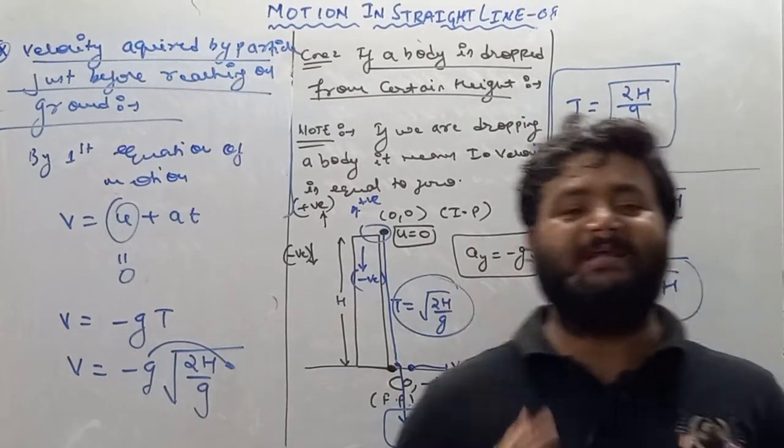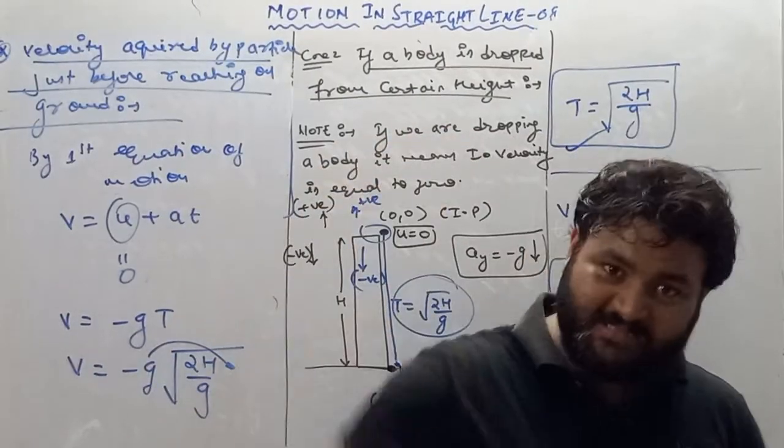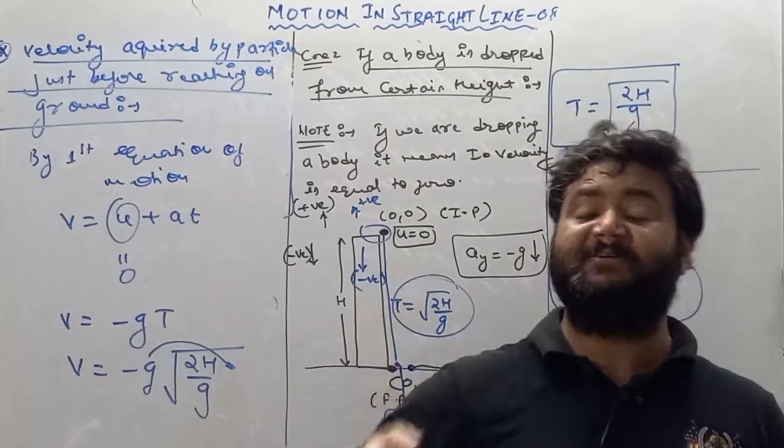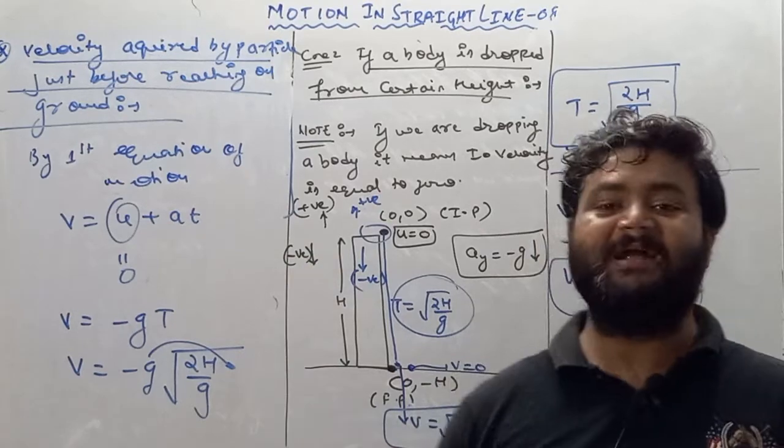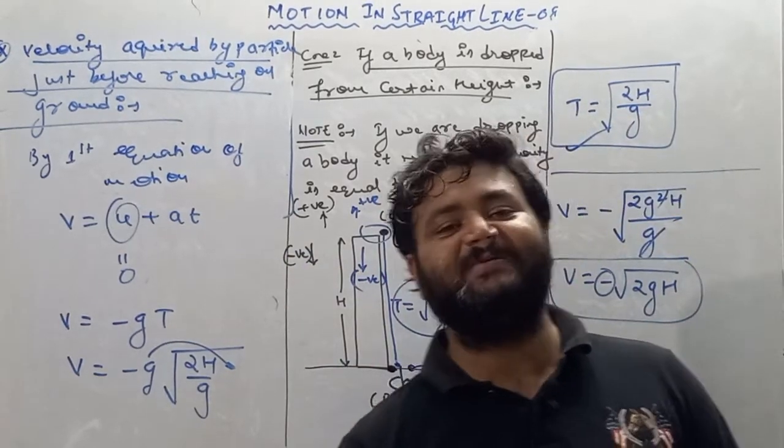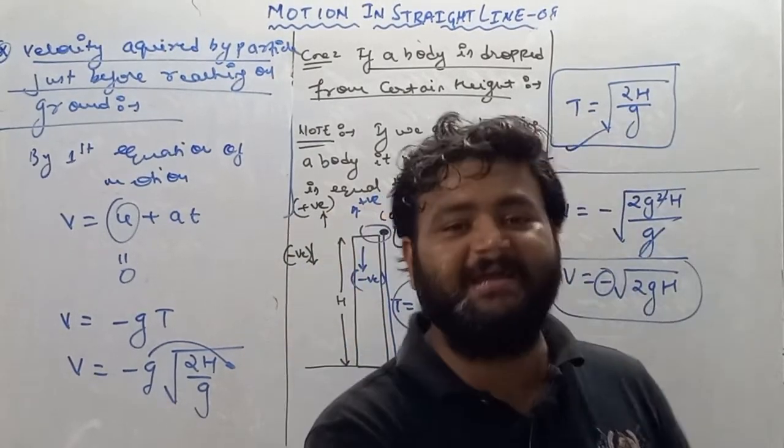We are left with only one case, which is if I am giving some velocity, or if we are throwing a particle from a certain height. In this situation we are dropping the particle. In the next class we will discuss what if we are throwing a particle.